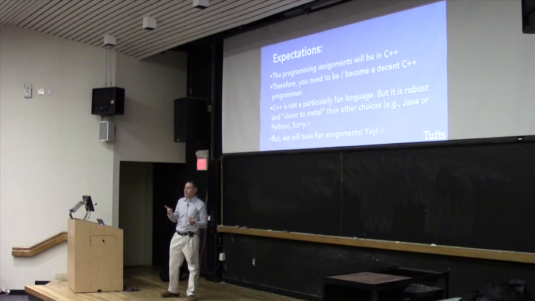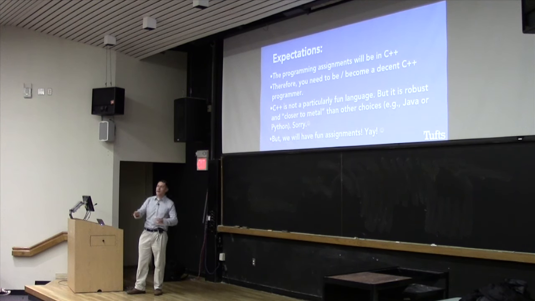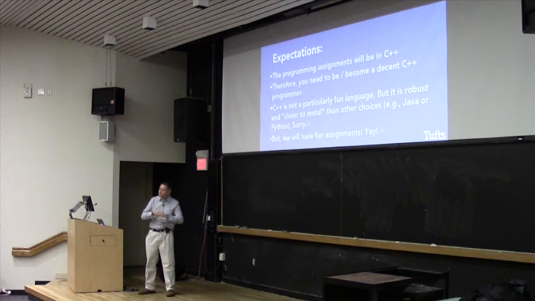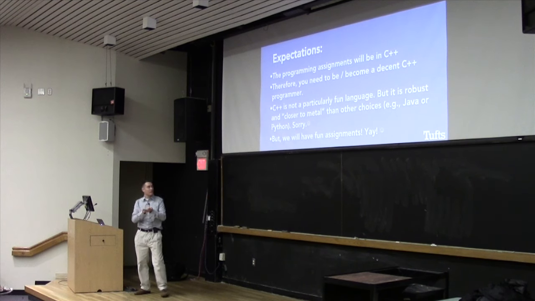The reason we use it for the class is that it's what we call close to metal. Number one, it is a very popular language. If you go get a job programming at some company, a lot of times they'll use C++, so you might as well know it. A lot of times they'll also use Java. But C++ is close to metal, meaning you can use C++ to program kind of the bottom level of the CPU. So that's one of the reasons we use it.